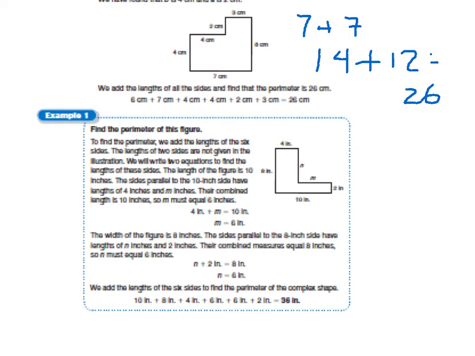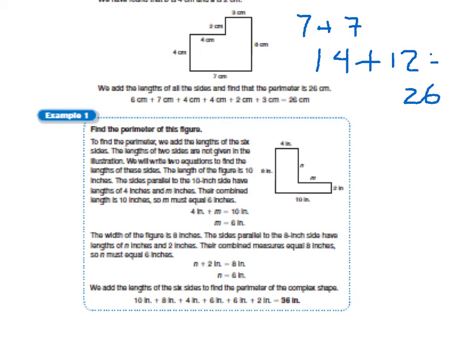Or if we like to do mental math and we want to be a little faster, we know that this is 8. 2 8s are 16. 2 10s are 20. And we get 36. So you can do it by mental math, or you can do it by a longer equation. Both will get you to the perimeter rather quickly.